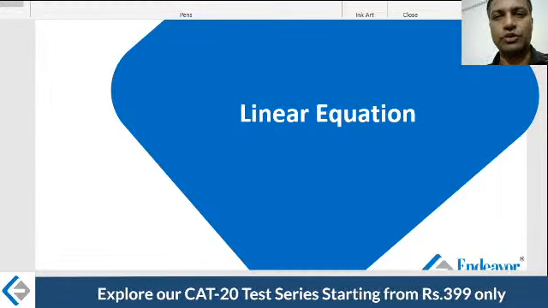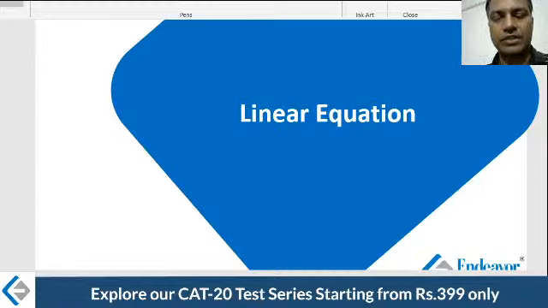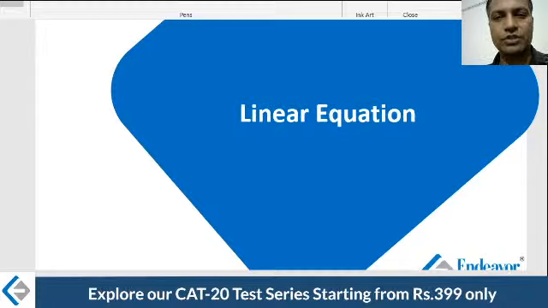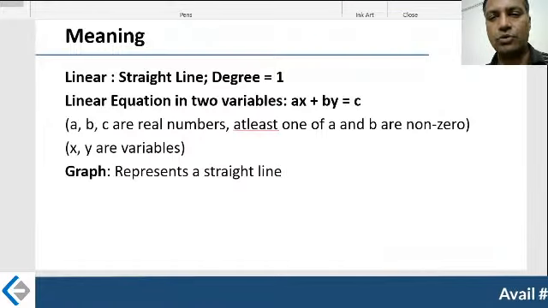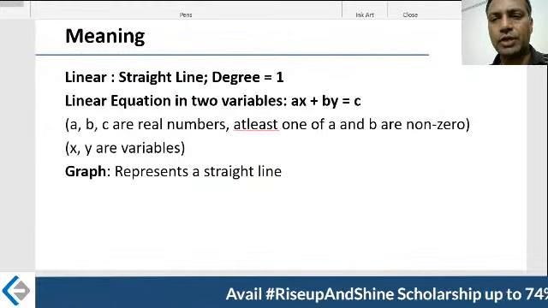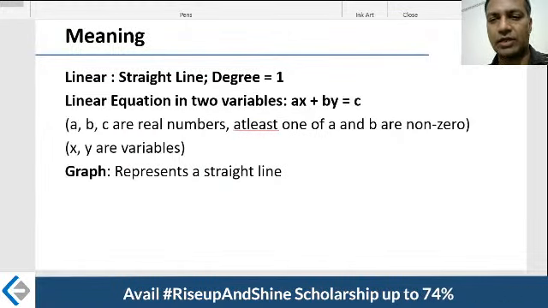Although I'm aware that, since you are preparing for this entrance exam, you would be more or less pretty aware of how to solve linear and at least quadratic equations, let me not take it for granted. Let me brief you about the background to this. So here we go. Linear is nothing but a straight line, basically, graph-wise.